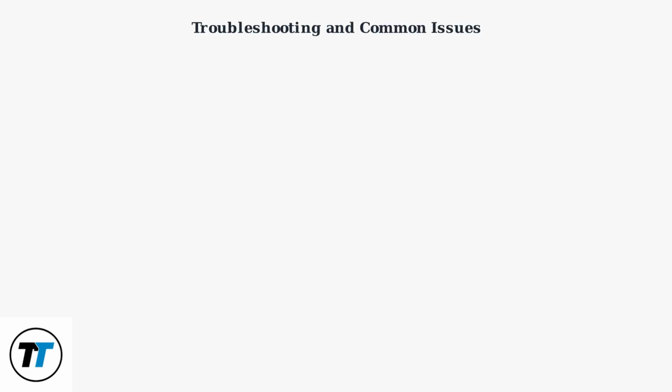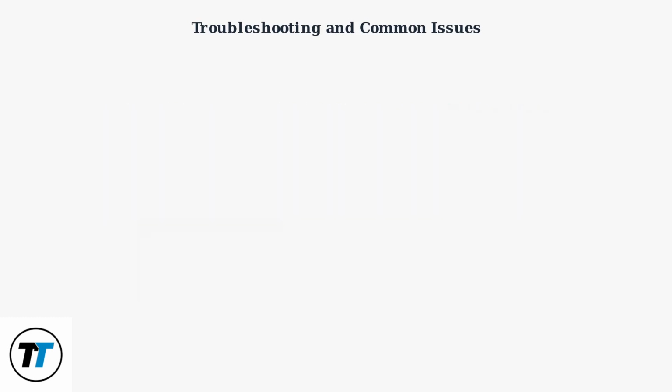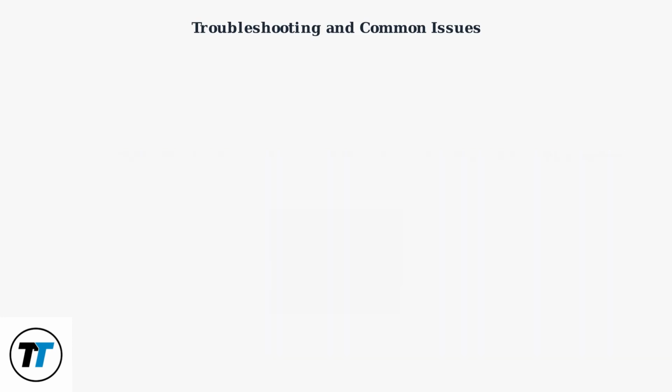If you're still seeing a black screen after setup, here are the most common troubleshooting steps to try. First, double-check that the OBS virtual camera is running. Make sure you've started the virtual camera in OBS and selected it as your camera source in Discord. Second, ensure your browser is actually playing the Max content within the OBS window capture source. Verify the capture window is selected and the browser window is visible on screen. Third, try restarting both OBS and Discord completely. Sometimes a fresh start resolves temporary software glitches or connection issues.